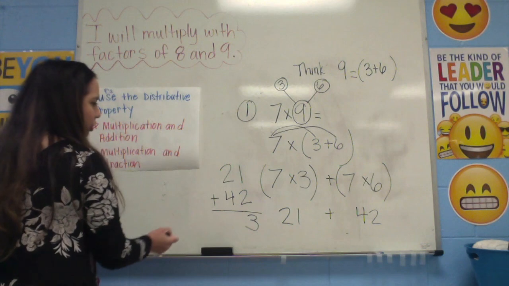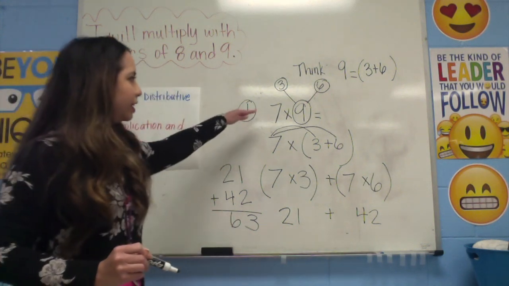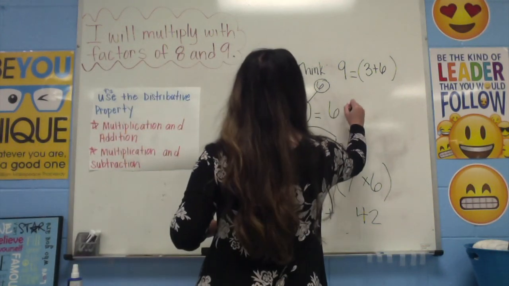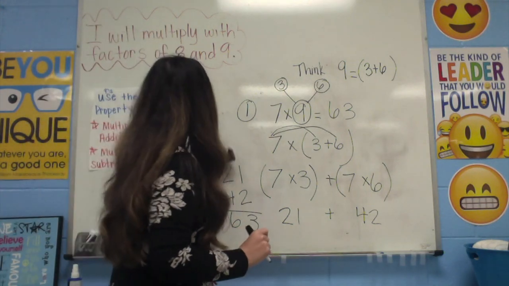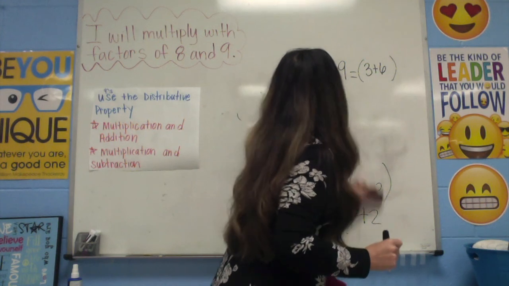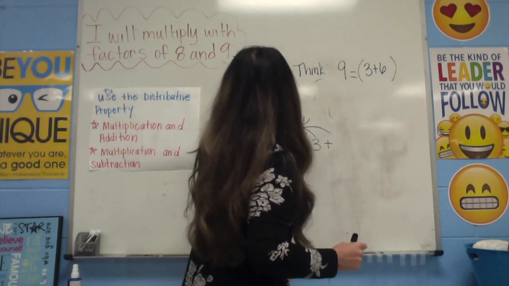4 tens plus 2 tens is 6 tens. Okay? So 7 times 9 is 63. Look at all that work, the distributive property. Okay, let me show you one more of those. That can be tricky, but you guys, I believe in you, you got this.